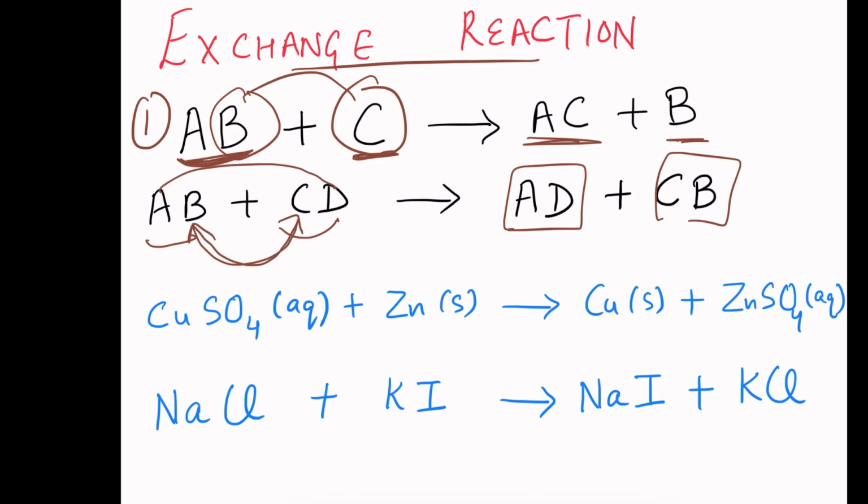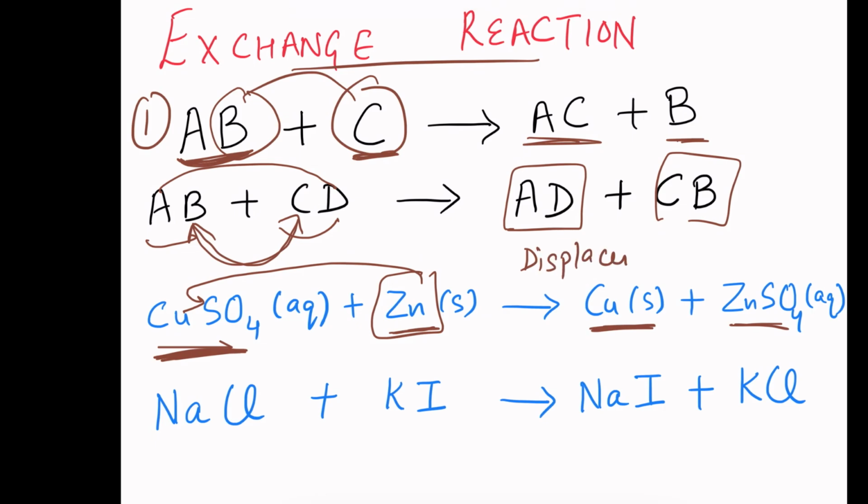Let us first understand using a chemical compound reaction. The first example is copper sulfate combining with zinc. This zinc is displacing the copper from its compound, copper sulfate solution, and it produces copper in a solid form plus zinc sulfate. It's also an example of displacement reaction. What is happening is zinc is displacing copper from its ion form.